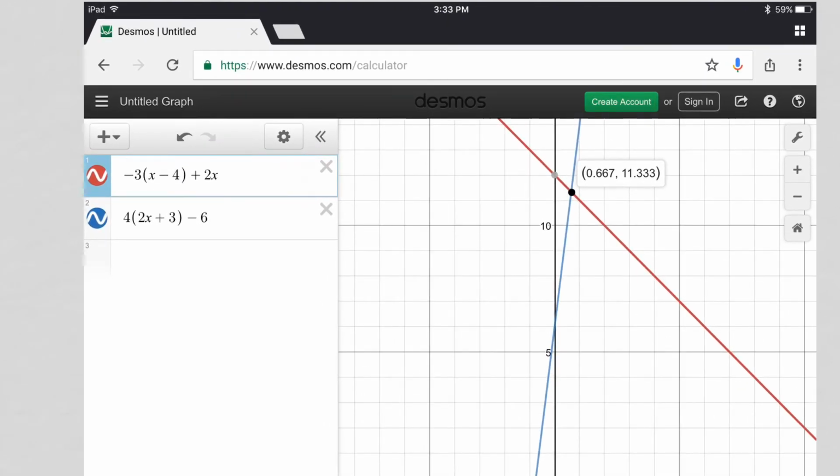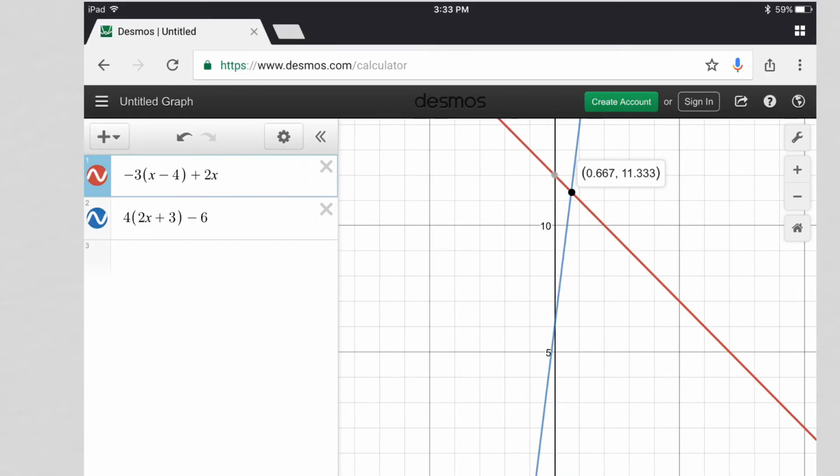Remember the left side is -3 times the quantity x minus 4 plus 2x. The right side of the original equation is 4 times the quantity 2x plus 3 minus 6. So make sure you put parentheses around those. As you can see, one is red, one is blue. And the intersection is 0.67, where they rounded that. So that's basically 6 repeating, and 0.6 repeating is 2/3, okay? That is 2/3.